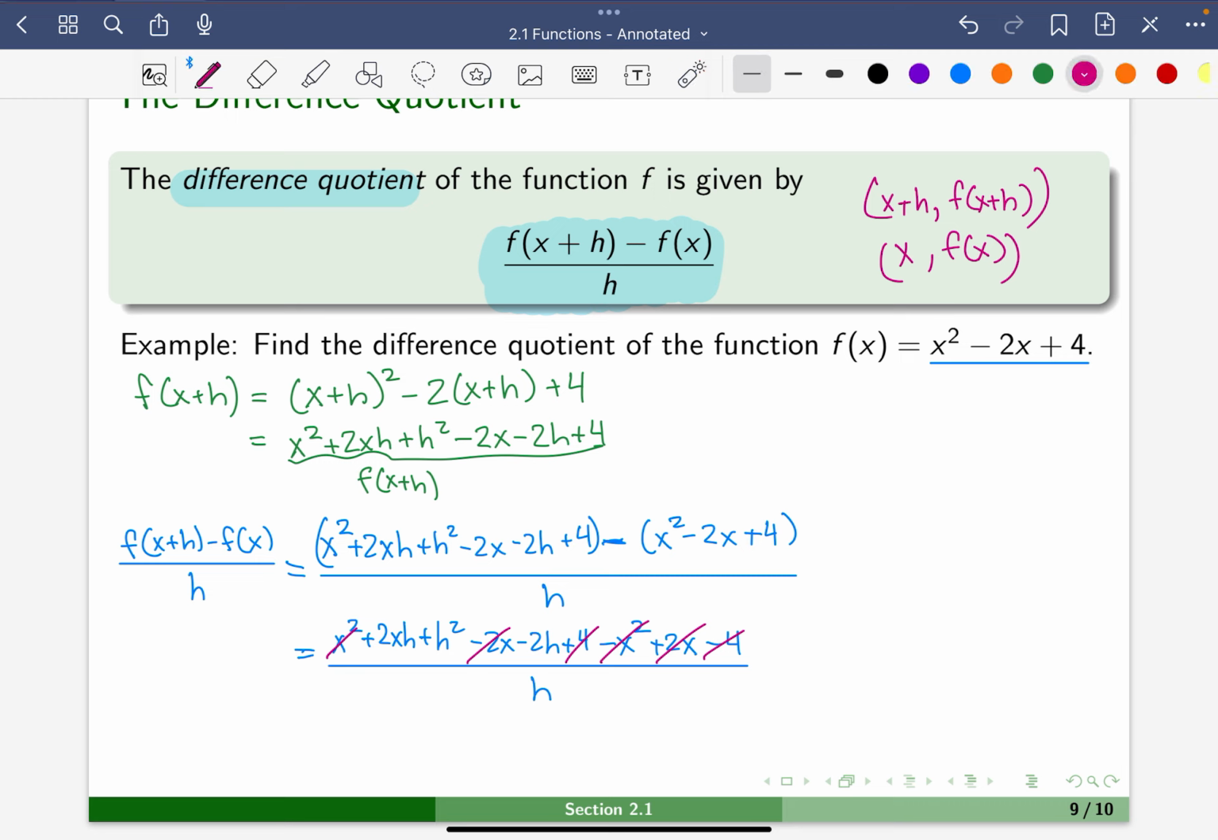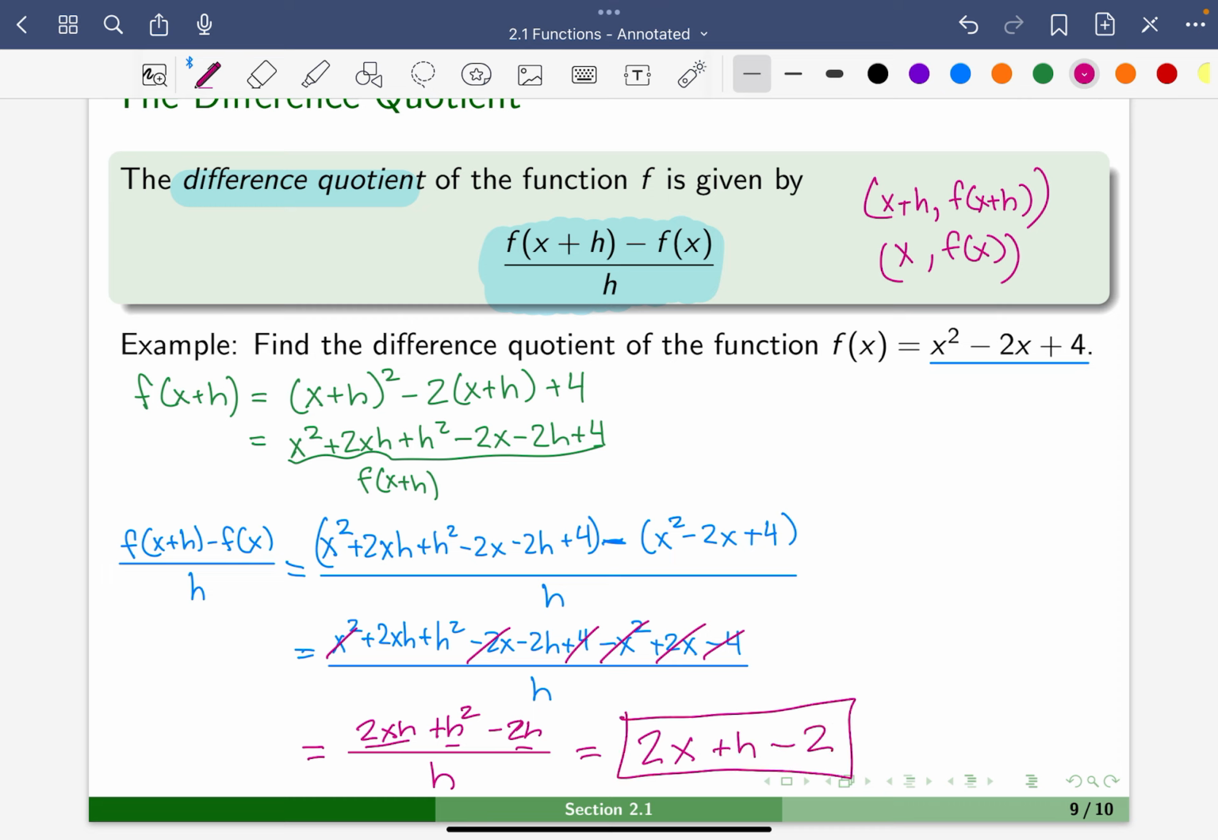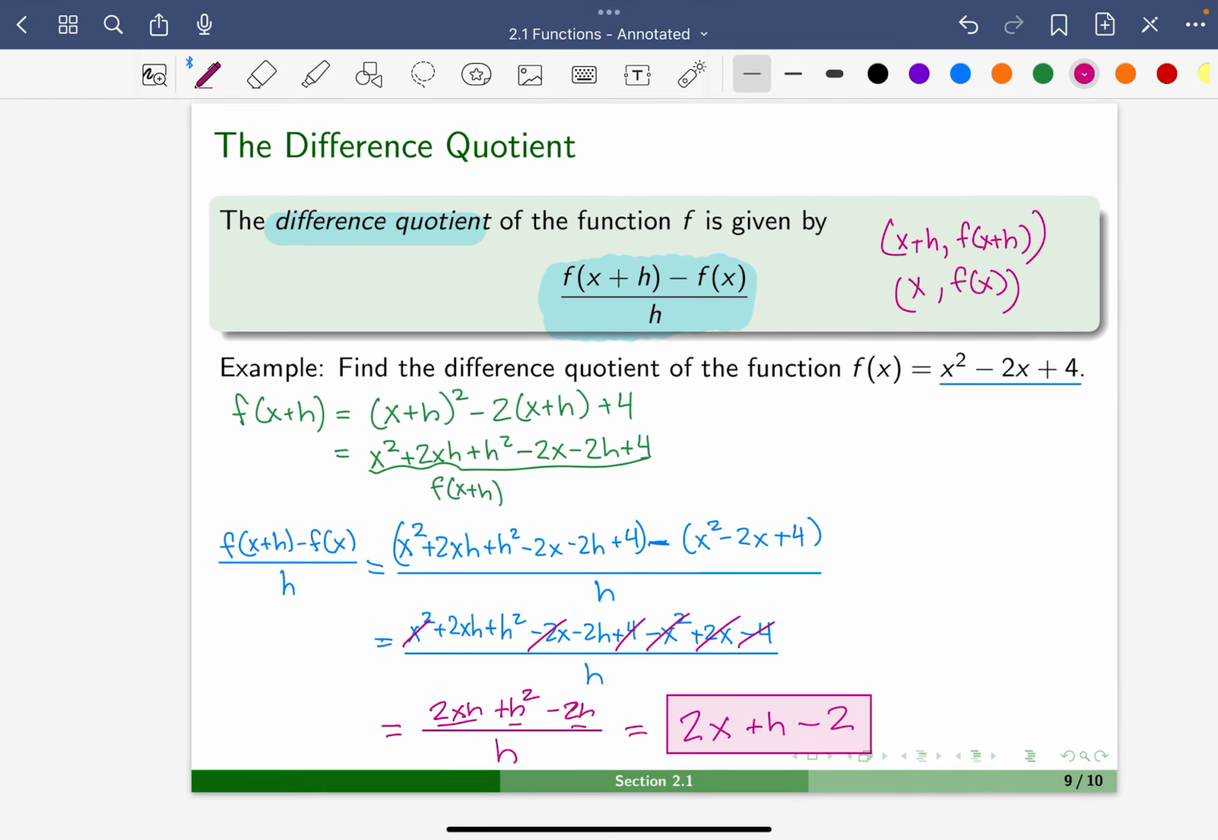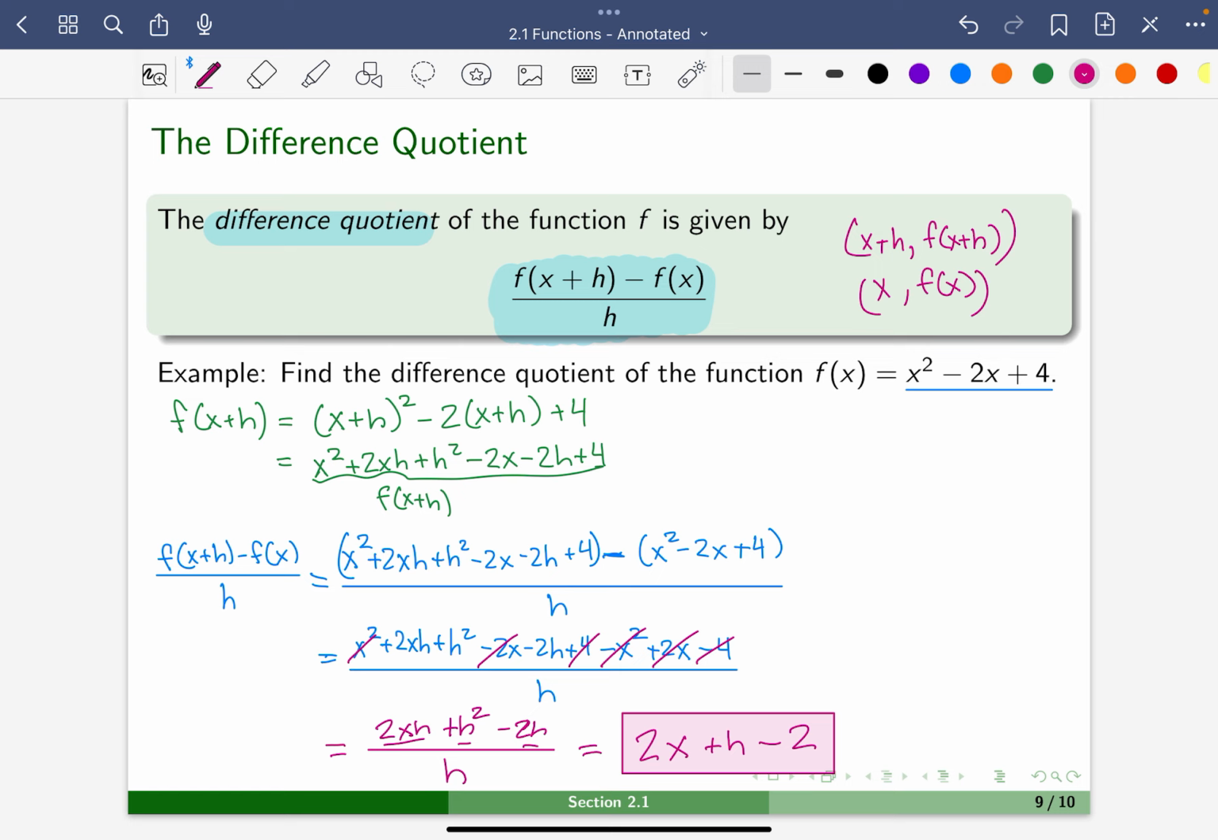And so what do we have left on top? On top, we're left with 2xh plus h squared minus 2h. And in the denominator, we're left with just an h. Every term left on top has an h, so we can cancel that h out. We could factor it out and then cancel it with the h in the denominator. And so we're going to have 2x plus h minus 2. That is our difference quotient. Great. So I know that's a lot. Let's take a look at a second example here.